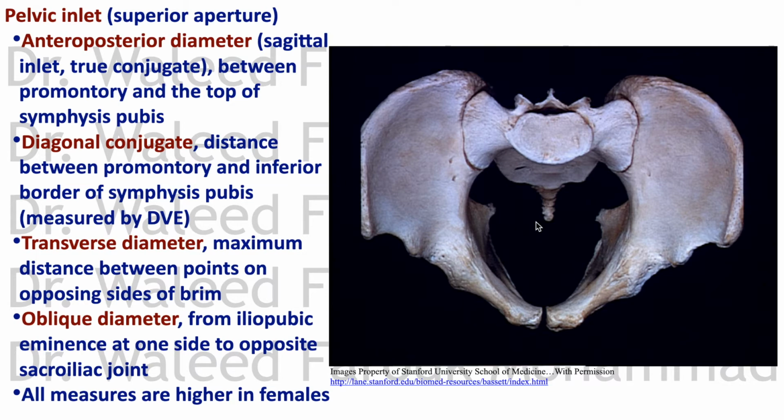The transverse diameter is the largest distance or maximum distance between points on opposing sides of the pelvic brim. The oblique diameter is between one sacroiliac joint at one side and the iliopubic eminence at the other side. This is the oblique diameter. All these diameters are higher in value in females than in males.